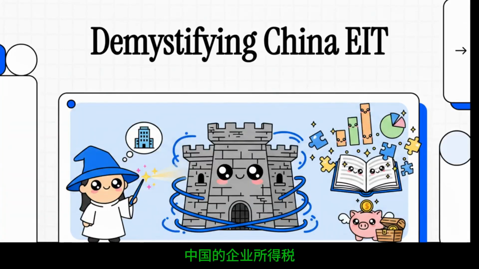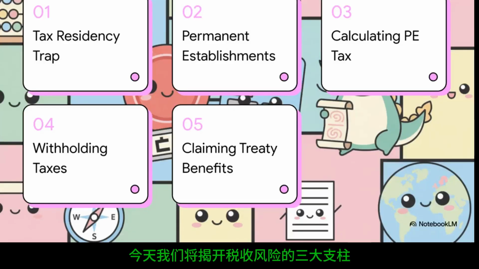Welcome to This Explainer. Okay, today we are taking what can honestly feel like an impenetrable fortress, the China Enterprise Income Tax Framework, and we're breaking it down. We are going to unpack all the complexities so you can navigate your corporate structure's tax liabilities without getting caught off guard. We're going to be unpacking the three pillars of tax exposure today.